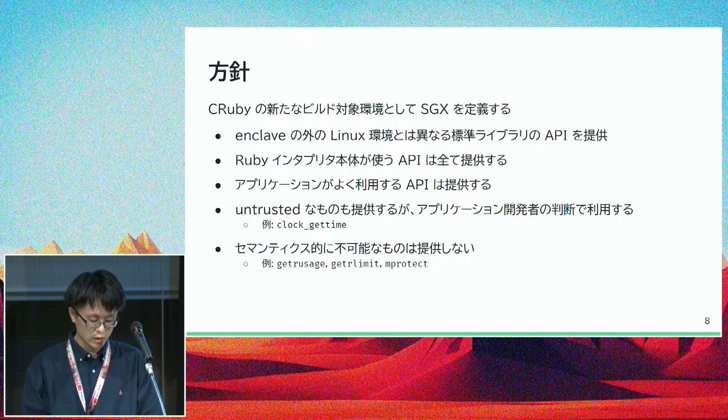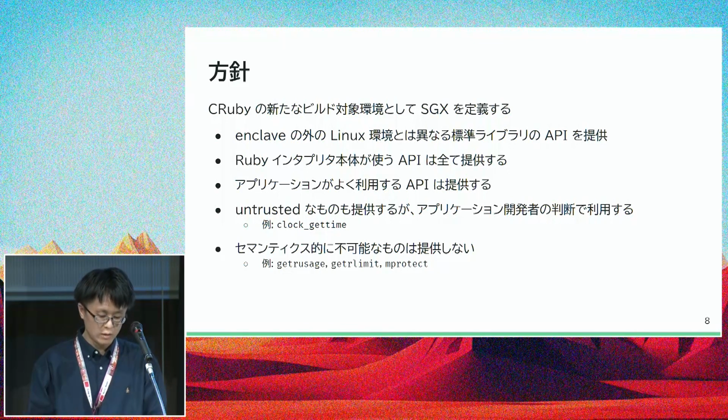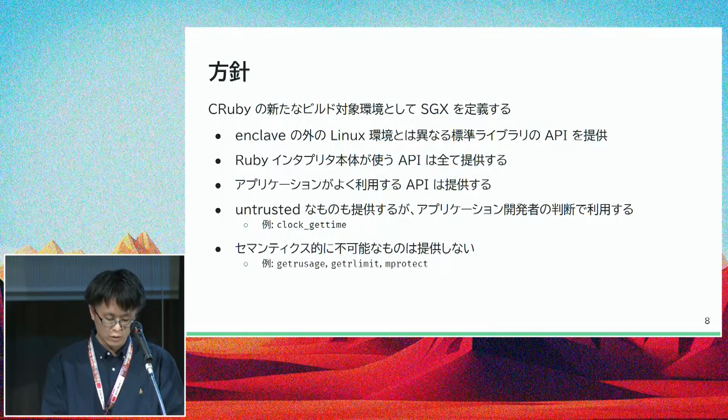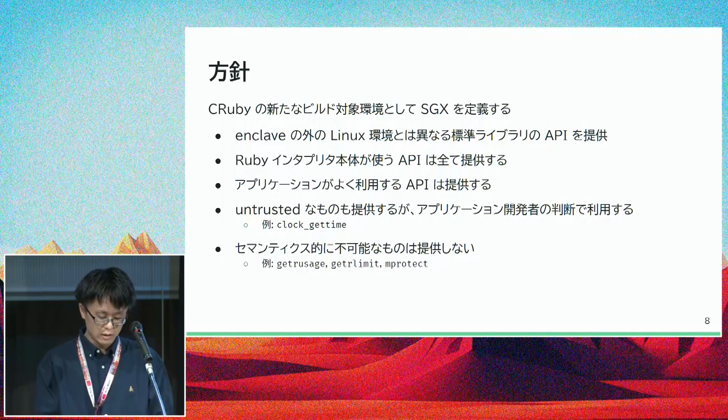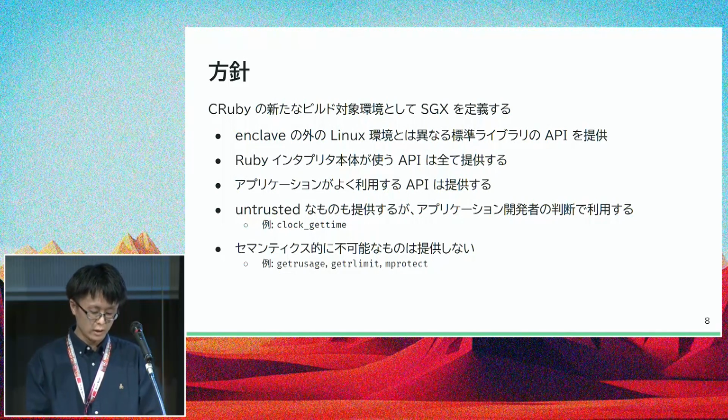The Ruby interpreter has got a new environment. SGX should be defined first. In this environment, this is different. This offers a different API, which is not the same as a standard library. The API is essential for the interpreter. All of them are used, and the Ruby application uses certain ones. They are also provided. If the enclave development kit does not offer certain APIs, then a unique implementation is done.